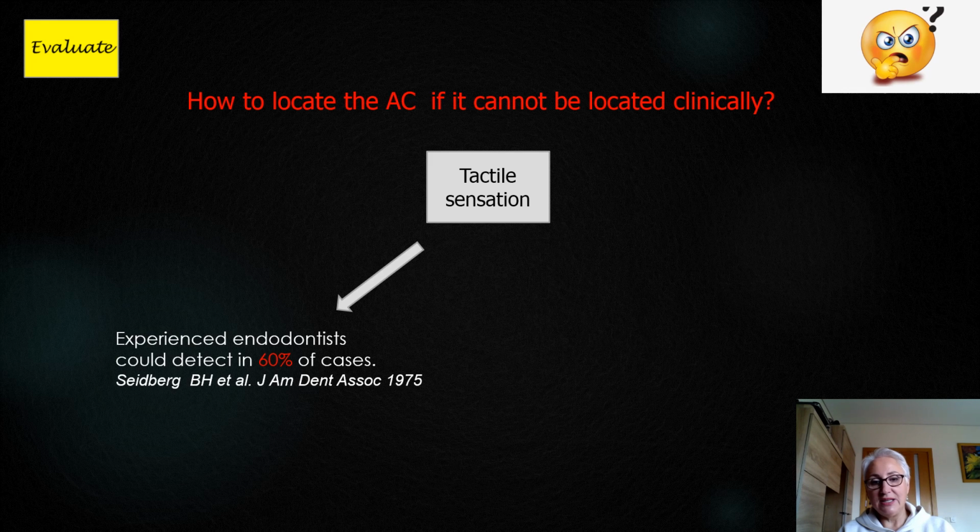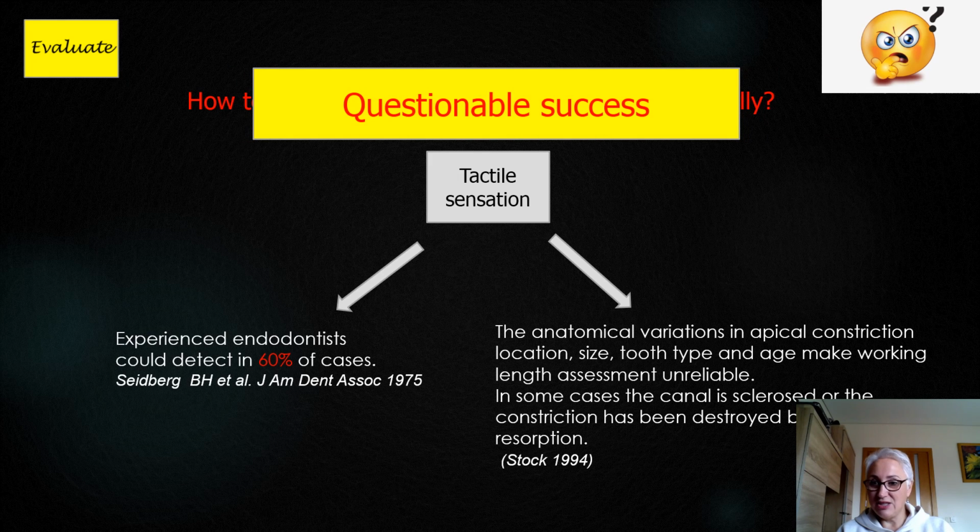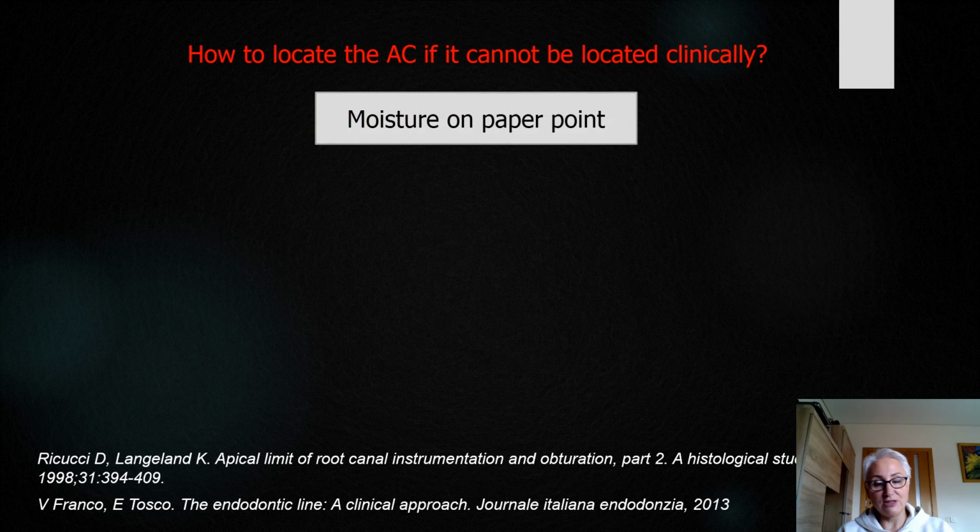This results from a study done in 1975 that experienced endodontists could detect the apical constriction in 60% of the cases. However, the anatomical variation in apical constriction location, size, type, tooth type, and age makes working length assessment unreliable. In some cases, the canal is sclerosed or the constriction has been destroyed by apical resorption. So, could we use tactile sensation for determining the position of the apical constriction? I don't think so, because in that case, we can have a questionable success of our endodontic treatment.